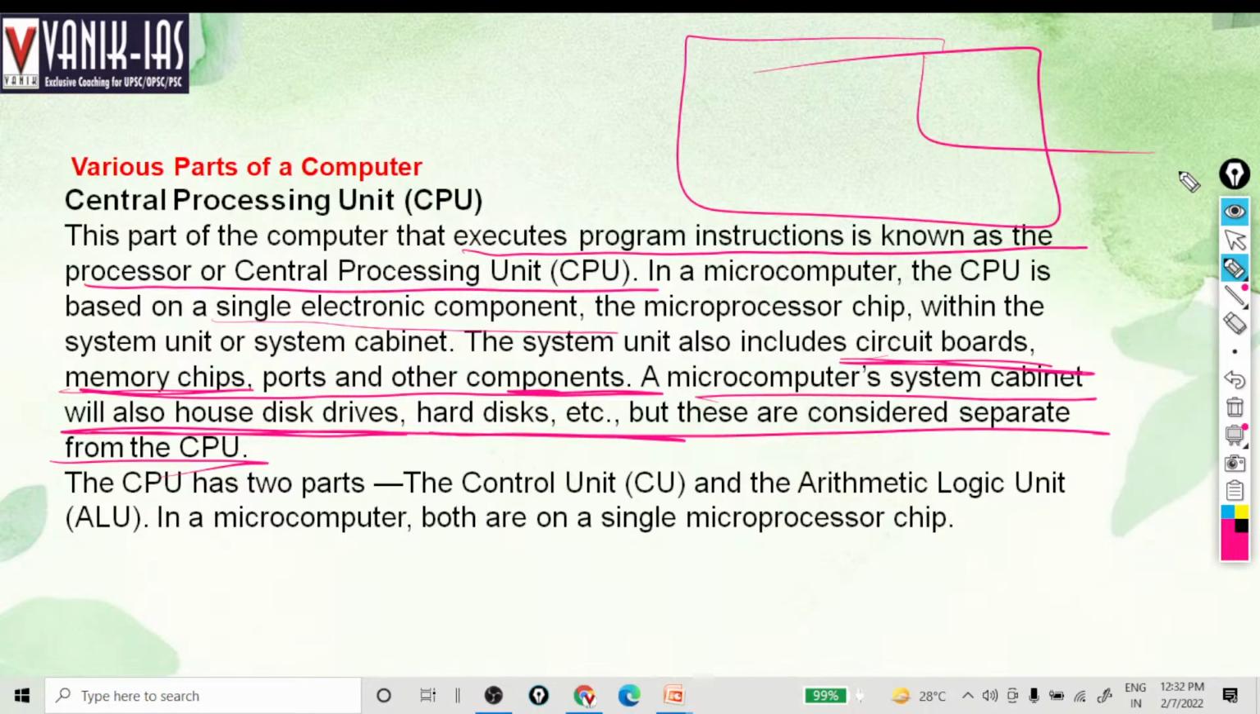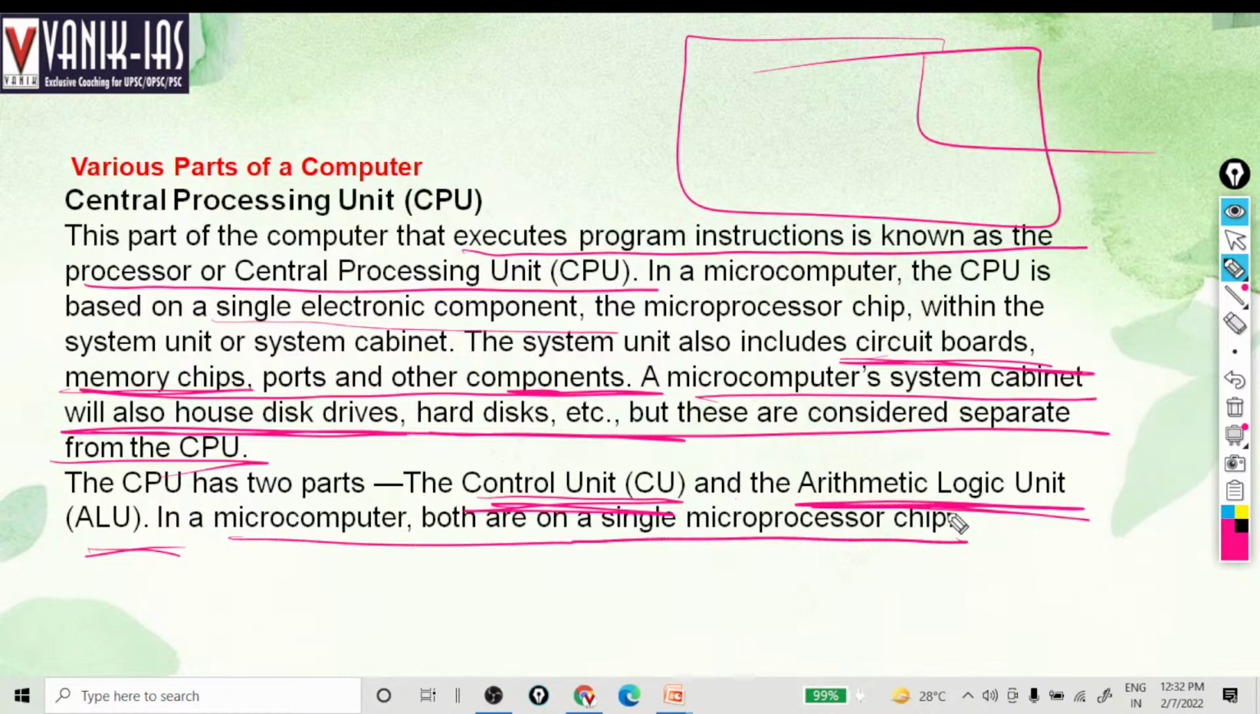The CPU has two parts: the control unit and the arithmetic logic unit. In a microcomputer, both are on a single microprocessor chip.